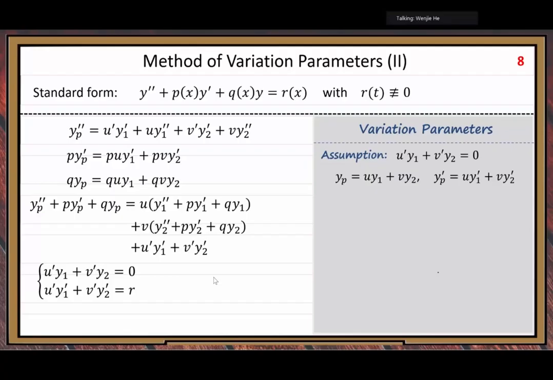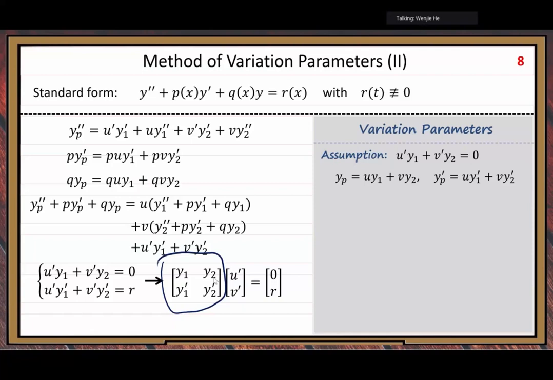So u prime and v prime are unknown. Can we solve this linear system? We can. We can write the matrix version of the linear system. Can you find the solution of this linear system? Here we need to use a little bit of linear algebra. Let's look at this 2x2 matrix.